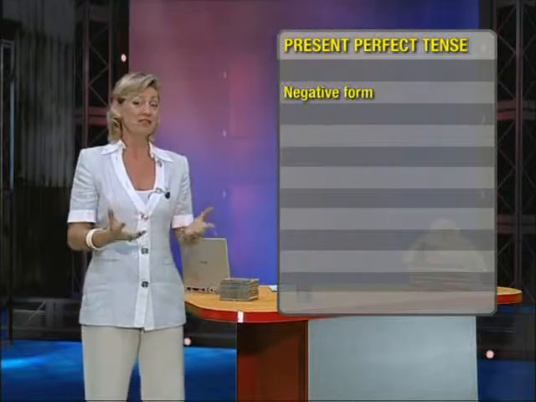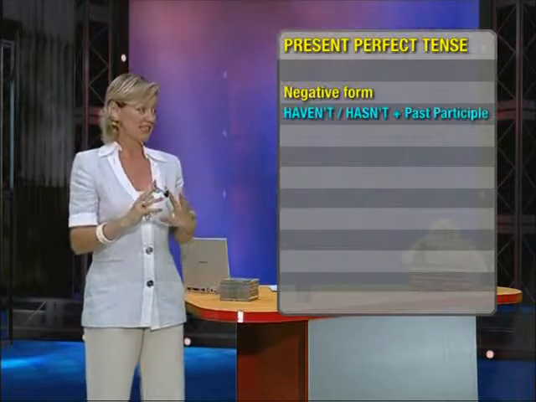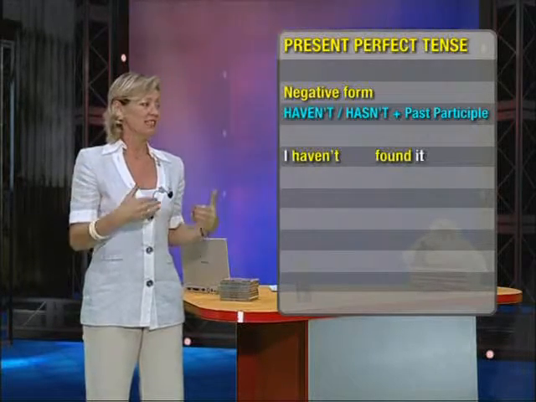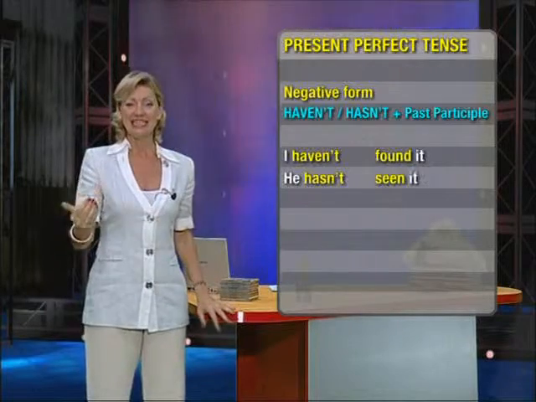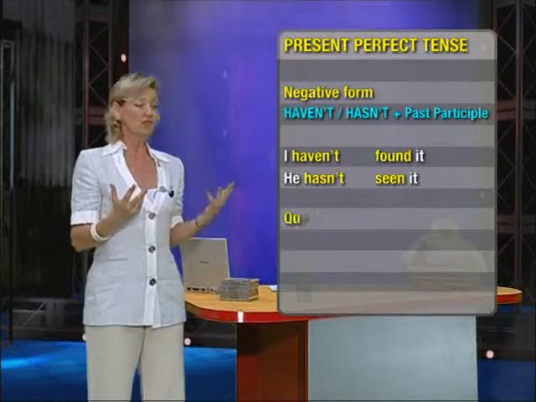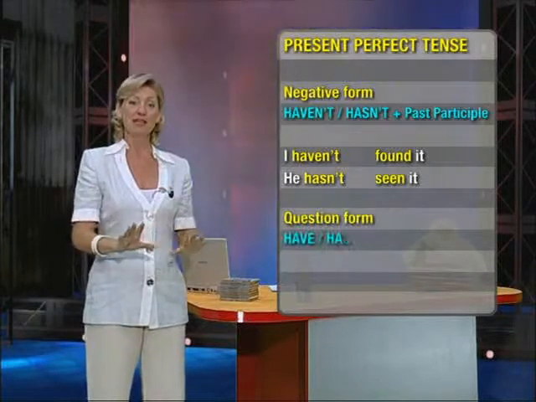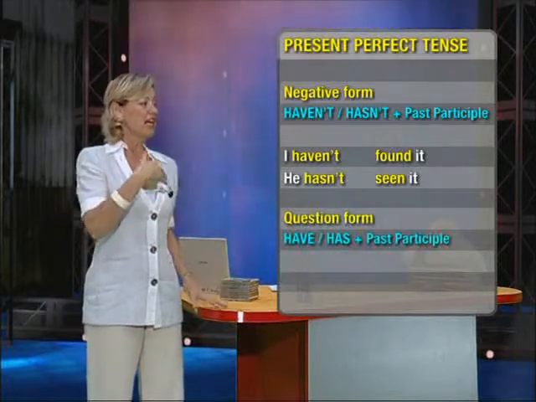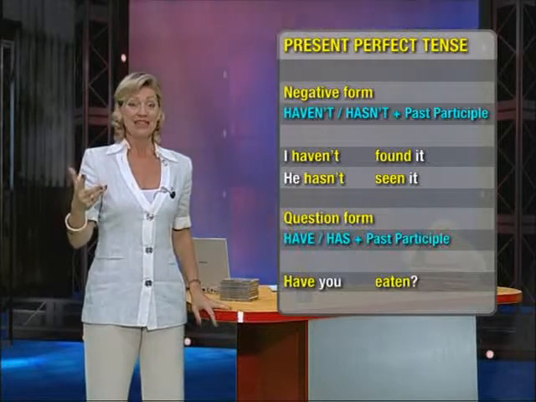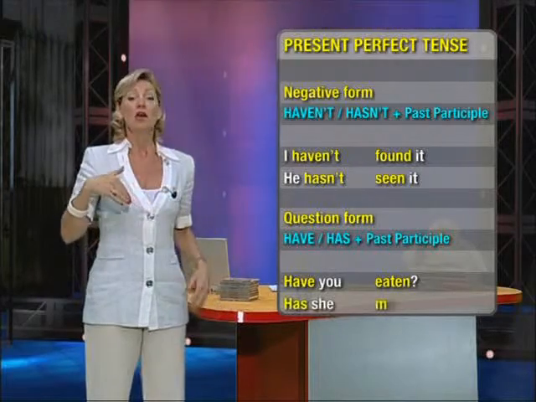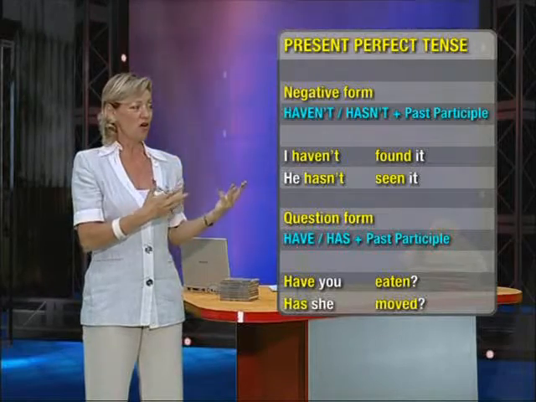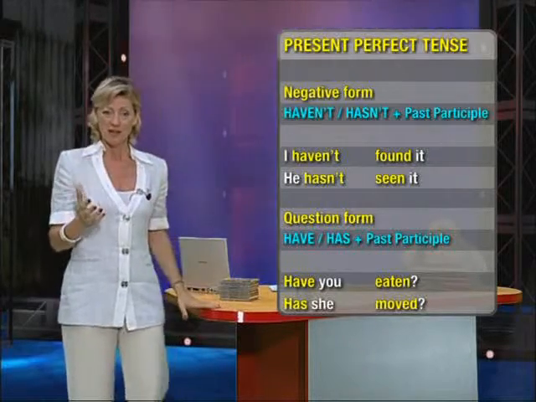Negative form is easy. The auxiliary goes into the negative, haven't or hasn't. Look at the examples. I haven't found it. And he hasn't seen it. See, saw, seen, past participle, okay? Question form: you invert the auxiliary and the subject, as always. So, have you eaten? Eat, ate, eaten. And has she moved? Okay, so these are the examples of how you formulate the present perfect.